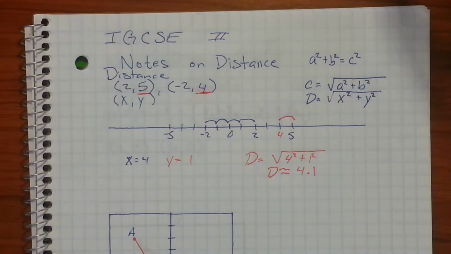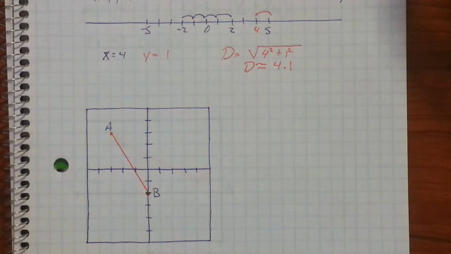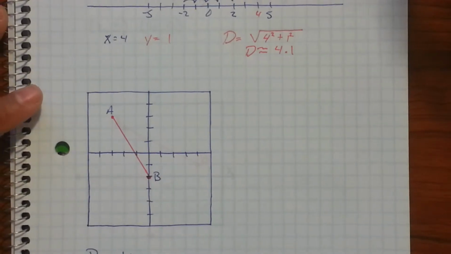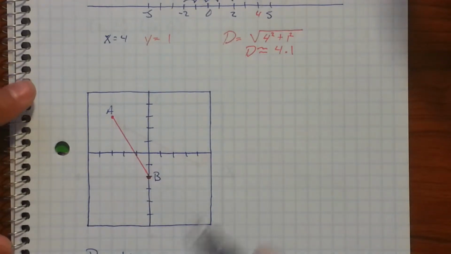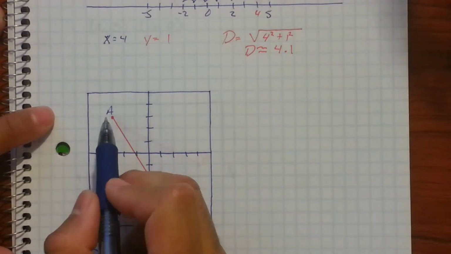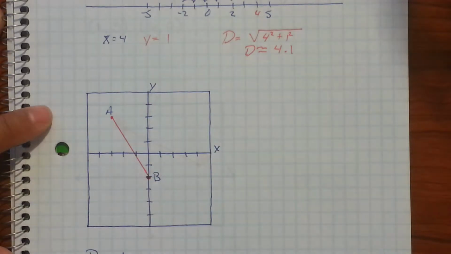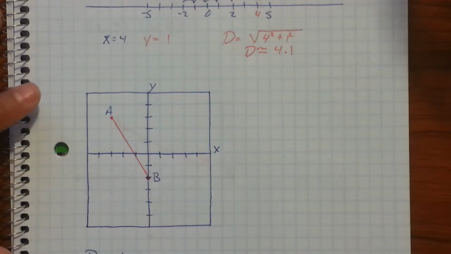Alright, let's take a look at this next one. This next one, we just give you a graph, and you're going to have to find the distance between the 2 points. First thing I'm going to have to do is figure out where each point is. So this is my x value, and this is my y value. Don't forget that the x value always goes first.